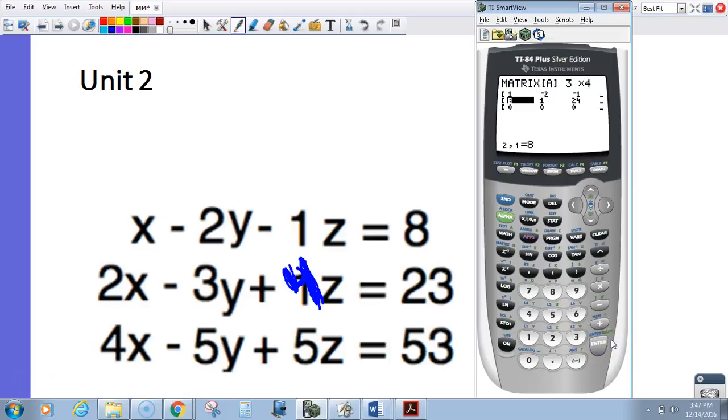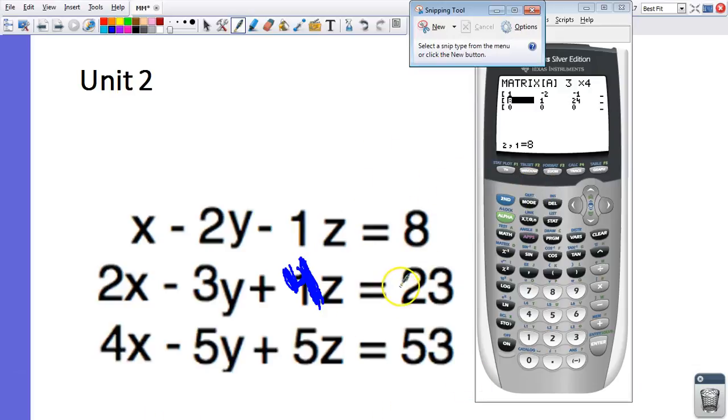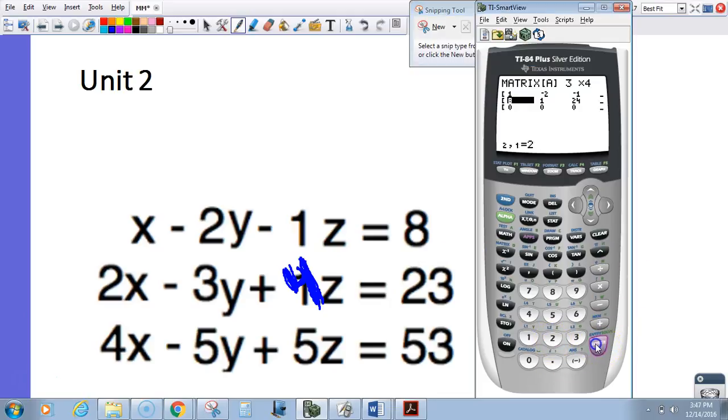One thing you do have to remember is it has to be set up like this, where you have all of the x's in a row, all of the y's in a row, and all of the z's in a row and all of the answers in a row. You may have to rearrange the equations to look like that. But let's see if you can follow along. A positive 2 for the second equation, then a negative 3, and then I changed this one to be a positive 4. I hope that works. In 23. And then 4, negative 5, positive 5, 53.